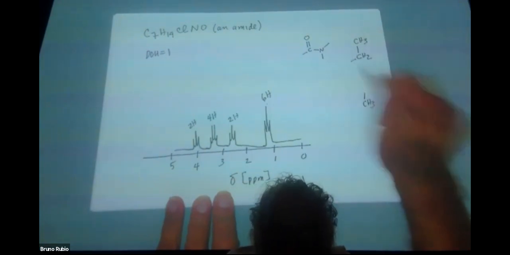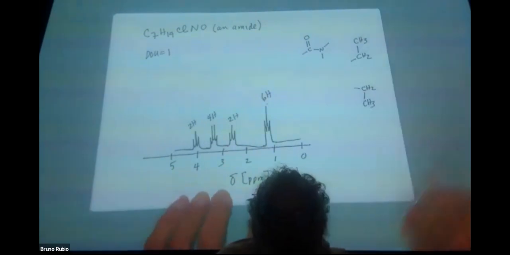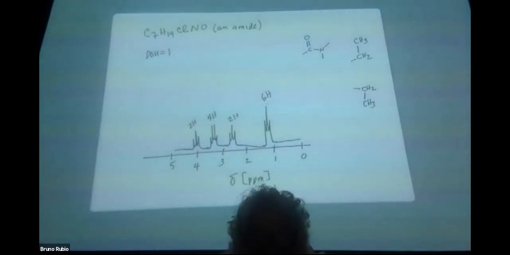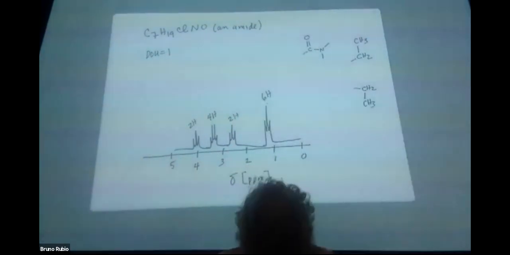But whatever I do to one of these methyl groups, I have to do to the other methyl group because I have to keep them equivalent. Okay, so I did that. Now, let's take stock.